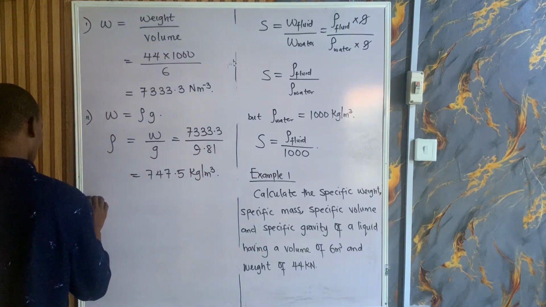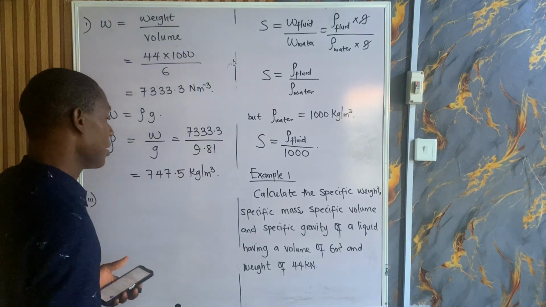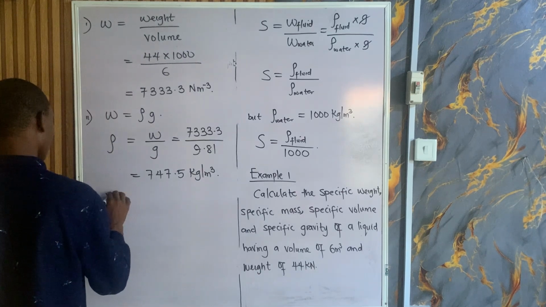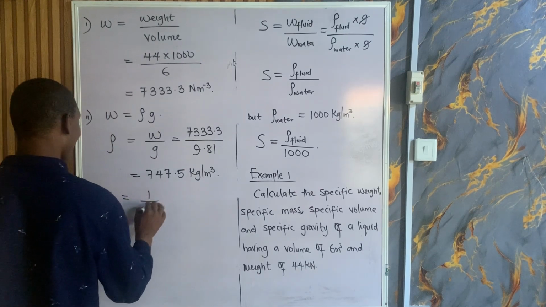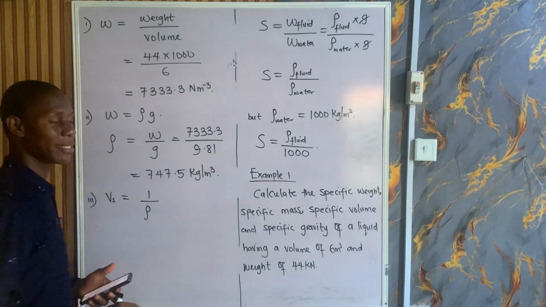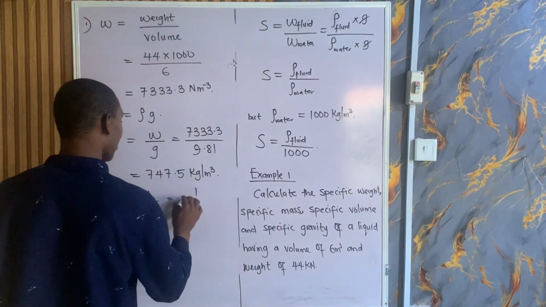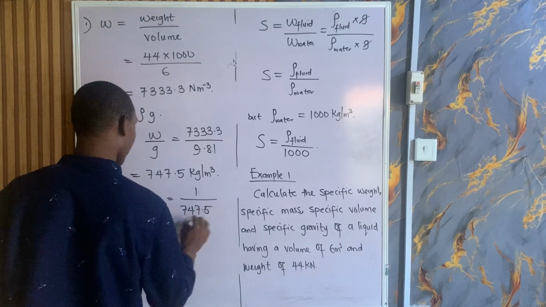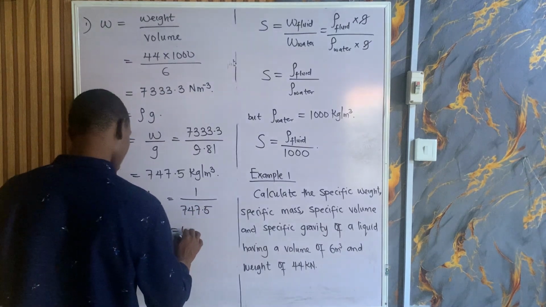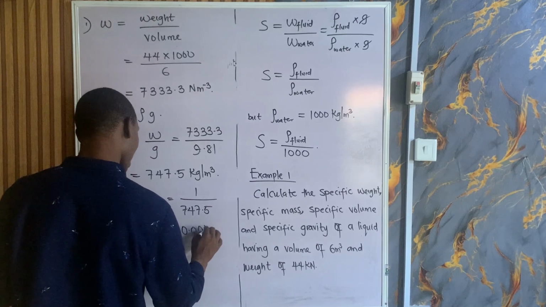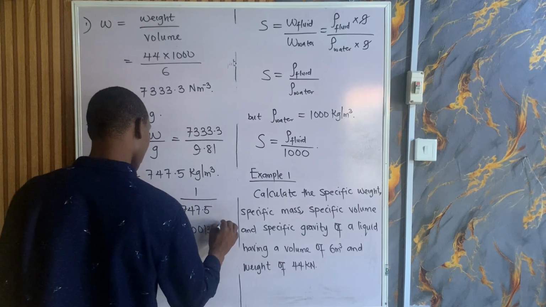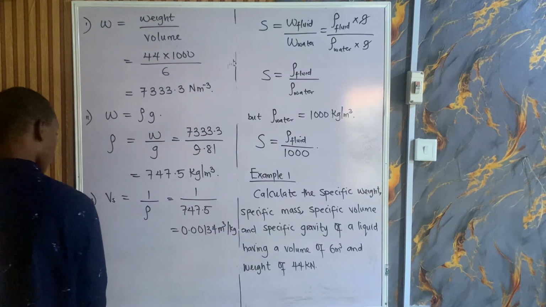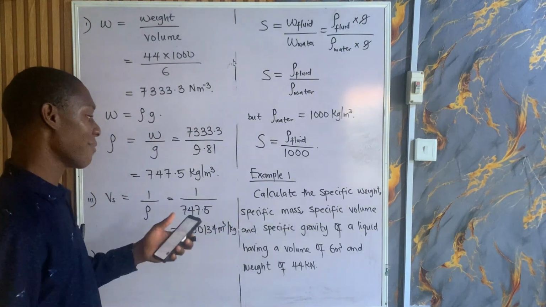The next thing we are looking for here is specific volume. But remember that specific volume is 1 over density, since we've gotten our density. So that will be 1 over 747.5, and that will give us 0.00134 meter cube per kg. And lastly, we want to get specific gravity.